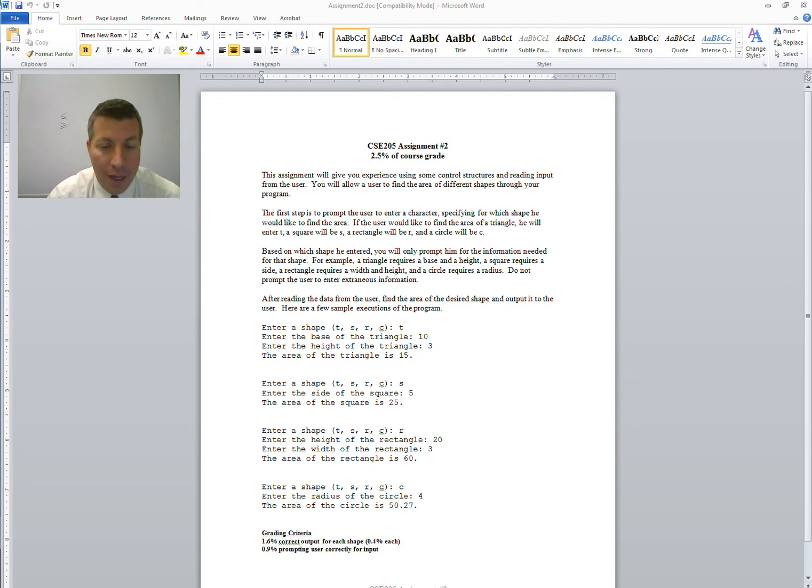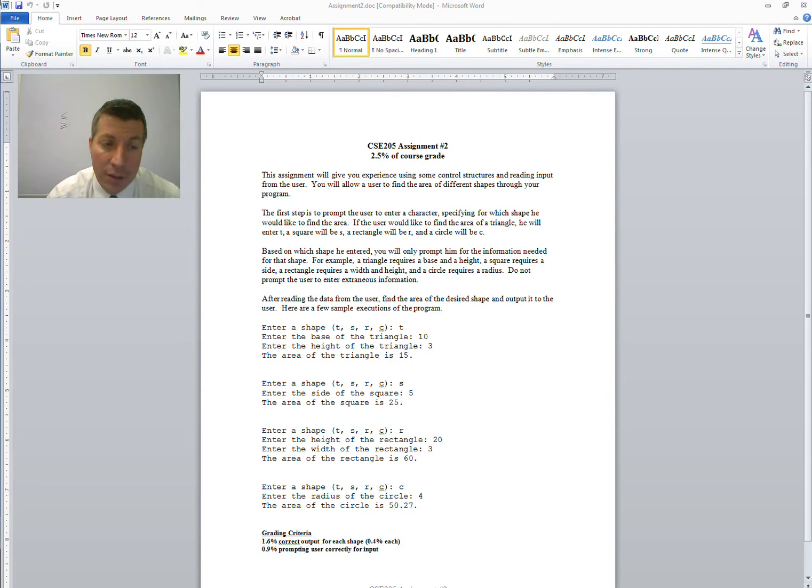And so you're going to have to use if statements for this. The way that you're going to use an if statement is you're going to prompt them to enter a shape. Depending on what character they enter, you are going to say, if the character you entered was T, then I'm going to prompt them inside the body of that if statement to enter the base and the height of the triangle, and then print out what the area of the triangle is. And that will end the body of that if statement.